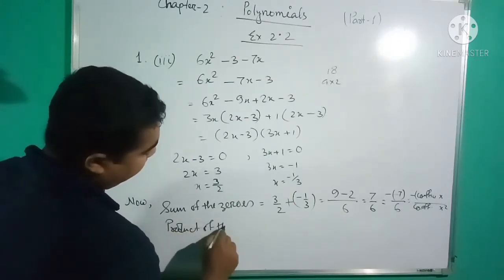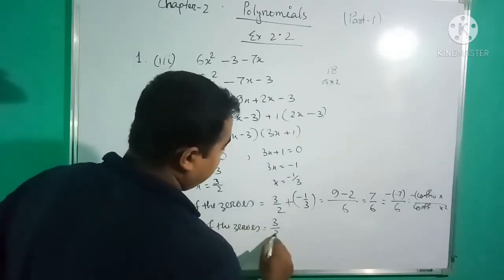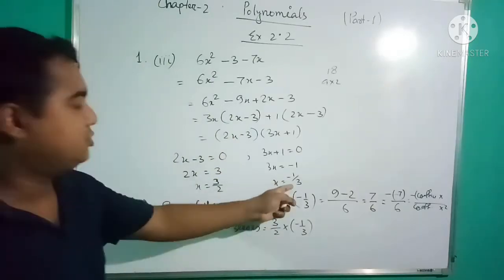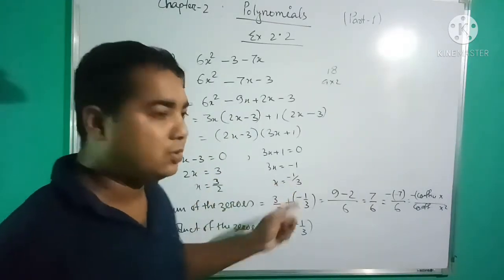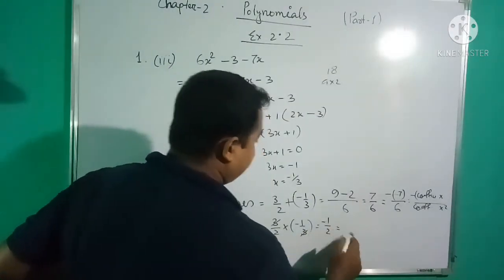Product of the zeros: 3 by 2 into minus 1 by 3. The zeros are 3 by 2 and minus 1 by 3. Cancel 3 and 3. Then the answer is minus half.